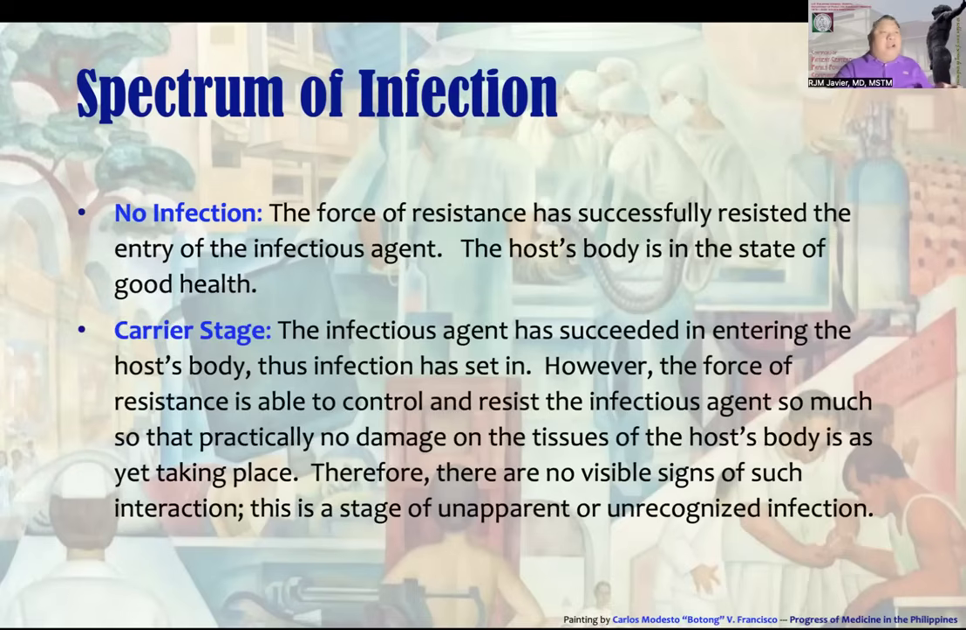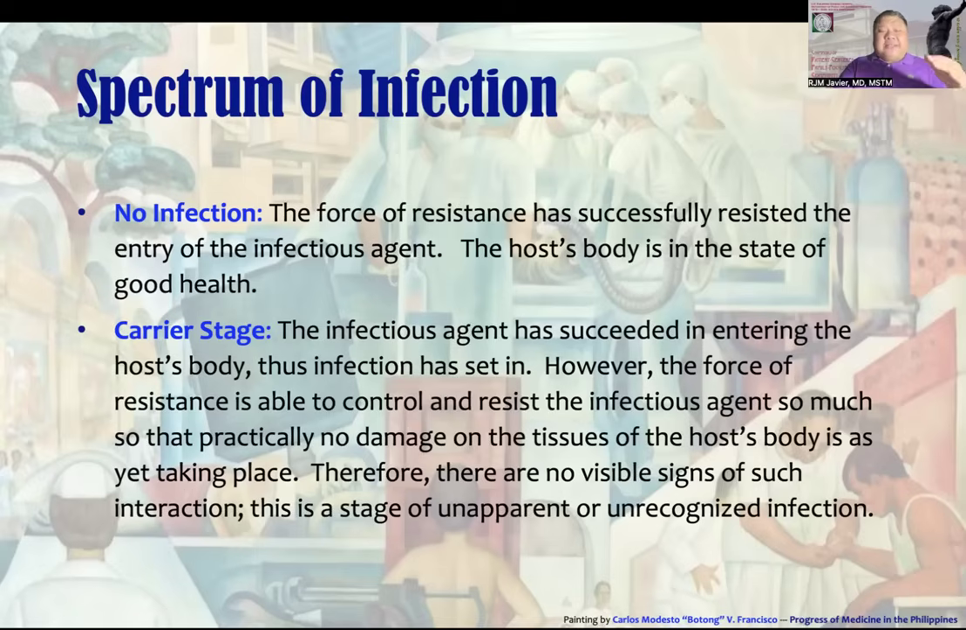But what is important is there is an identified carrier stage for some medical conditions, in particular your communicable diseases. When you say there is a carrier stage, it is possible that a person might harbor a particular pathogen in his or her body, but this pathogen is not producing any significant clinical symptomatology. And so he or she is infected, but it doesn't automatically mean he or she is in a disease state, because there are no visible signs of the interaction of the agent and the host at this point yet.